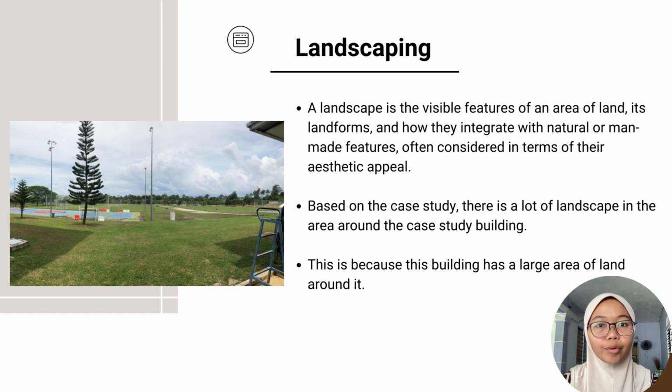Next, let's move on with the landscaping. A landscape is the visible features of an area of land, its landform, and how they integrate with natural or man-made features, often considered in terms of their aesthetic appeal. Based on the case study, there is a lot of landscape in the area around the case study building. This is because this building has a large area of land around it. The surrounding area of the building is large enough to plant several trees or other plants. Other than that, this case study building gets natural landscaping from the trees.